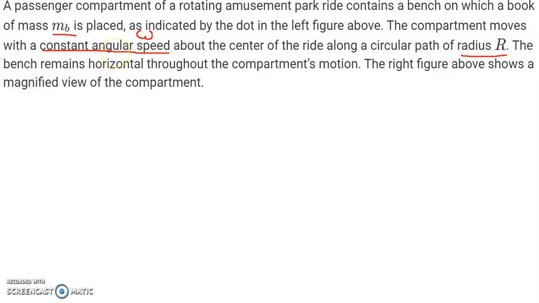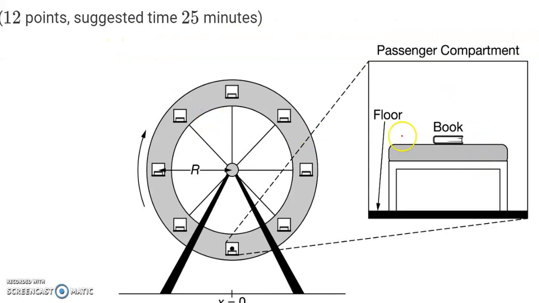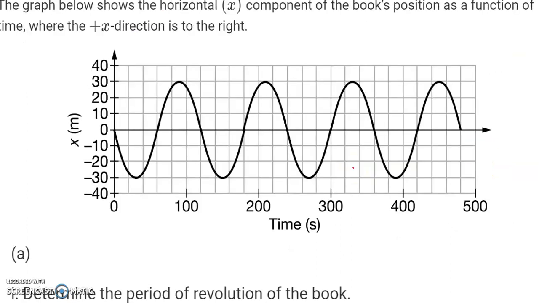The right figure above shows a magnified view of the compartment. Okay, so these never go on an incline, so you never have to worry about an angle because the bench is always horizontal. The graph below shows the horizontal component of the book's position as a function of time, where positive x direction is to the right. Determine the period of revolution of the book.